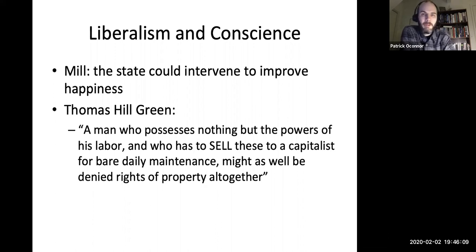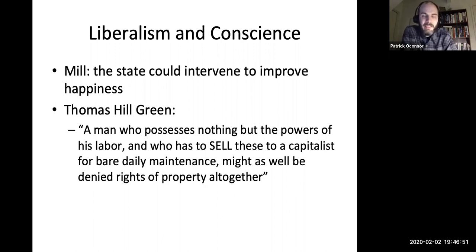Here's what a man named Thomas Hill Green, one of these social liberals, says. A man who possesses nothing but the powers of his labor, and who has to sell those powers to a capitalist for bare daily maintenance, might as well be denied rights of property altogether, right? You can sort of emphasize and celebrate the concept of private property as much as you want. In real life, it means essentially nothing if most people have no access to it, right?